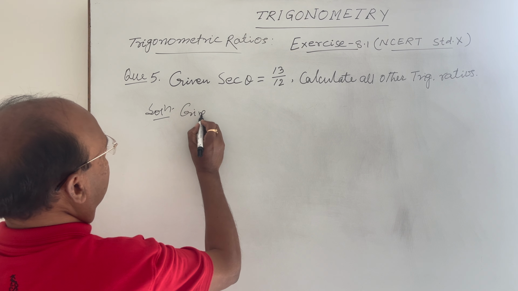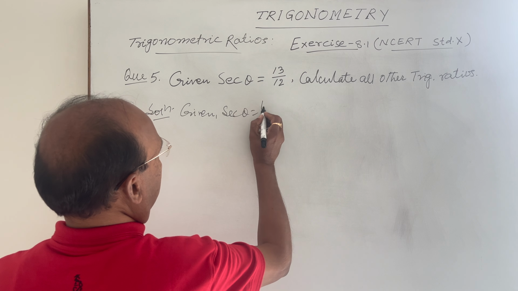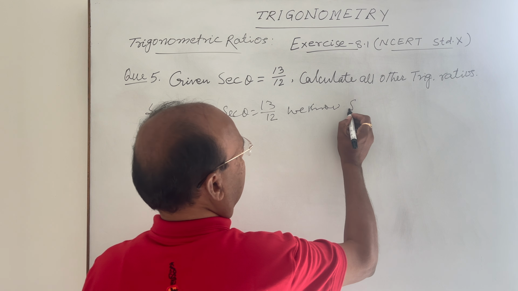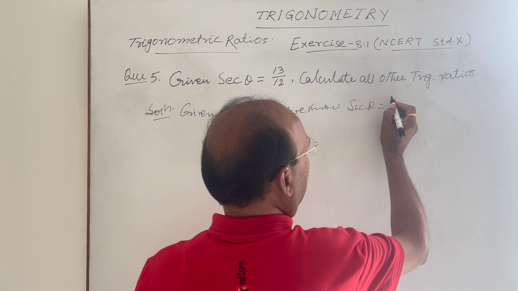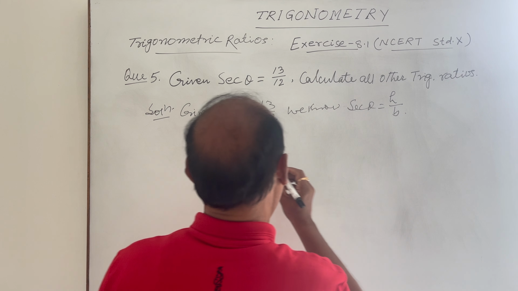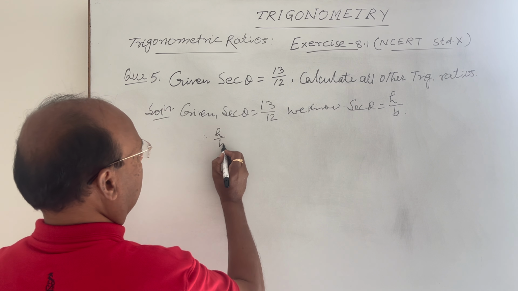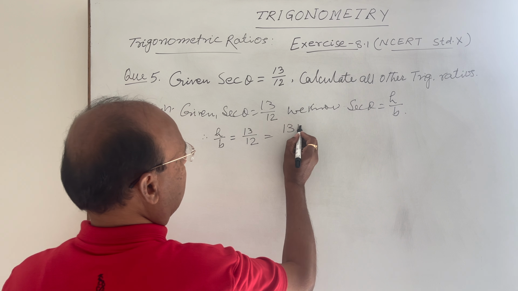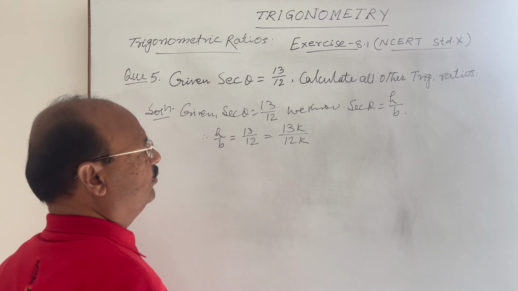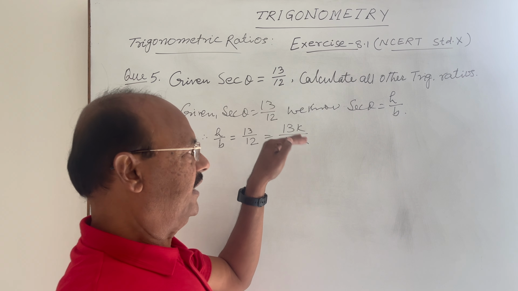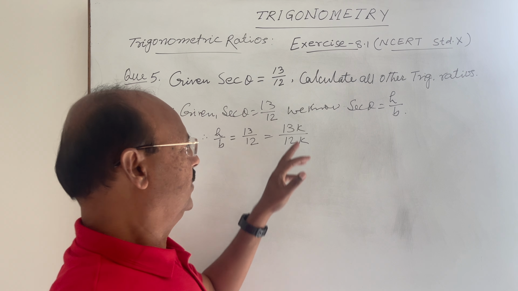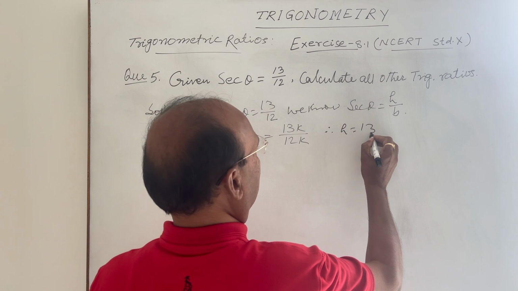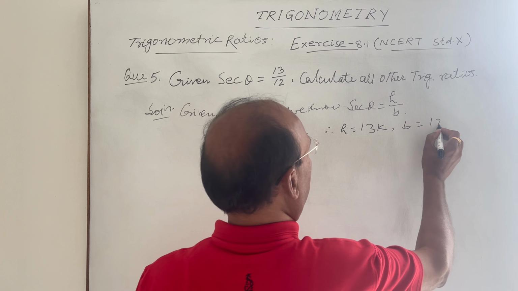Here given sec theta is equal to 13 by 12, but we know that sec theta is equal to h by b, correct? So therefore h by b is equal to 13 by 12. This can also be written as 13k by 12k. Because these are ratios, means some factors may be common, isn't it? So k will be cancelled out, there will be no problem. So therefore we are getting here h is equal to 13k and b is equal to 12k.